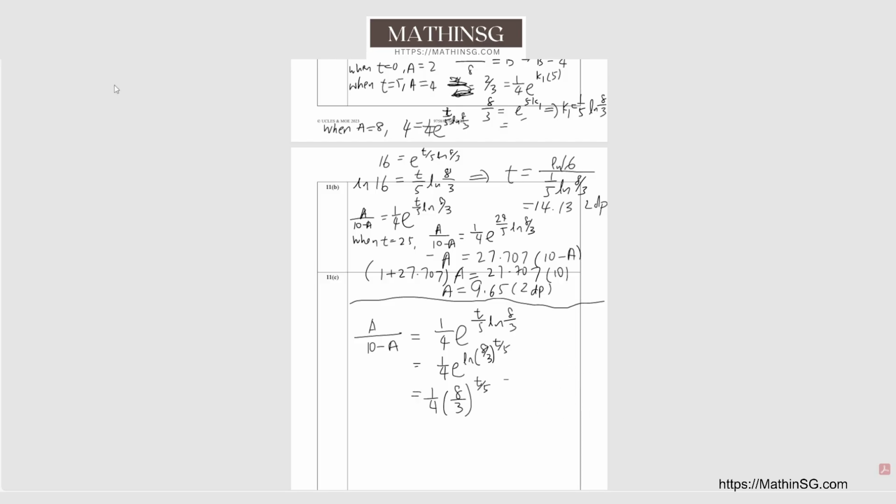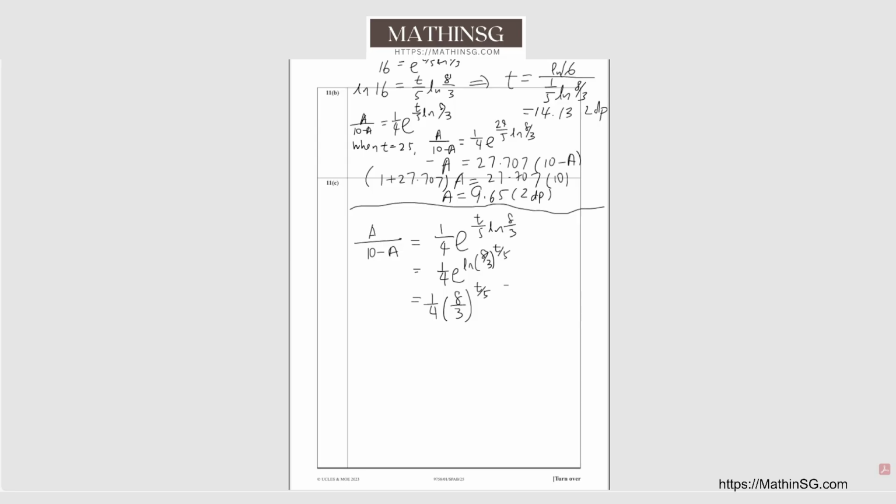Now that I'm done with this, I need to make A the subject, right? So let's do a cross multiplication. I'm only going to take this 4 multiplied by this. I'm going to treat this as a fraction like this. You can also treat it as 1/4, it doesn't matter. So I'm going to take this A times this 4, and this whole thing, 10 minus A, multiplied by (8/3) to the power of t over 5. So I have 4A equals (8/3) to the power of t over 5 times 10 minus (8/3) to the power of t over 5 times A.